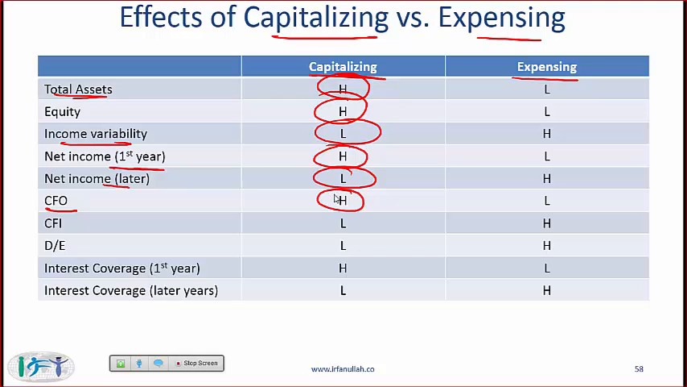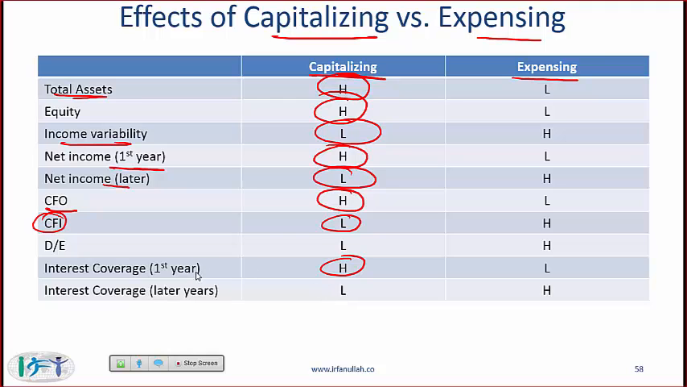Why? Because that particular expenditure will be shown as a CFI. It will be impacting the cash flow from investment. For an expensing firm, it will be shown as a CFO. And then for the same reason, CFI is lower for the capitalizing firm. The debt to equity ratio is lower. The interest coverage ratio in the first year is higher and coverage ratio later is lower.